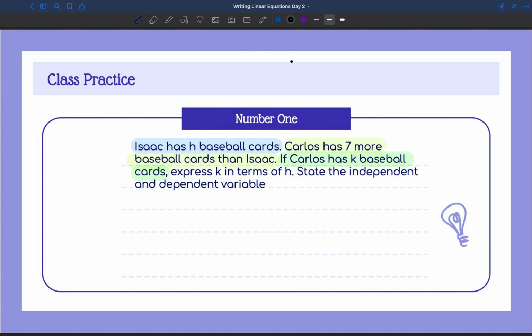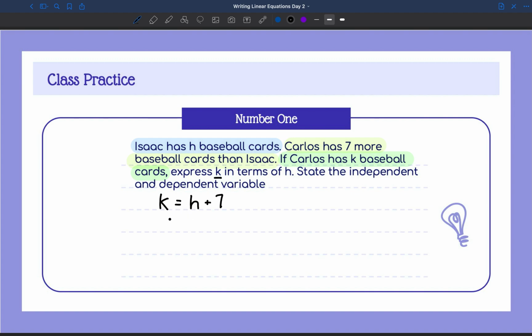So looking at this information, we want to know that express K goes first. So K in terms of means K equals H. Carlos has 7 more than Isaac because Isaac had H baseball cards. And however many baseball cards Isaac had, Carlos had 7 more. So we have to add 7 more. That part we knew from yesterday's lesson. However, we now want to state the independent and dependent variable.